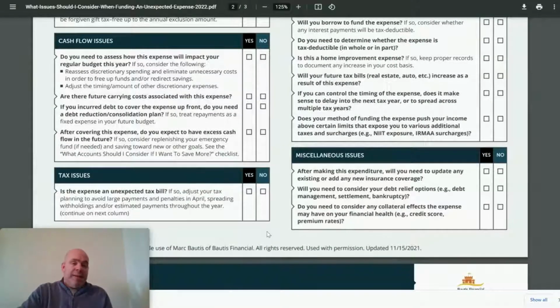You might put together the perfect spending plan, the perfect budget, but an unexpected expense can blow it up. So you definitely do want to plan for it.